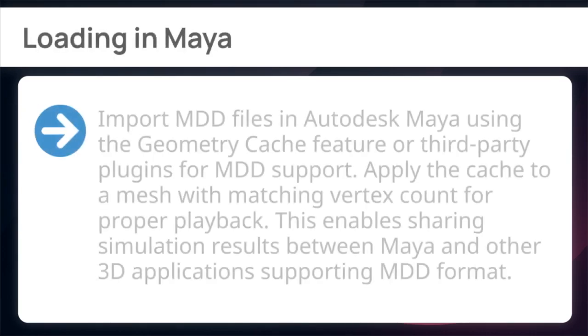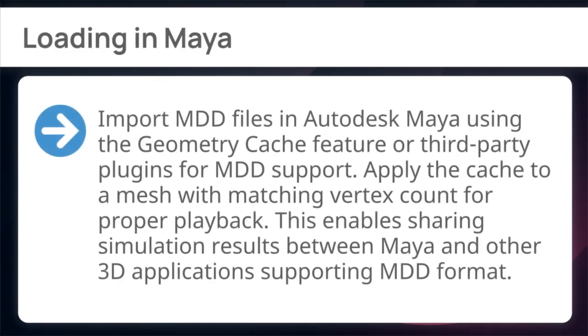Next, loading in Maya. Import MDD files in Autodesk Maya using the Geometry Cache feature, or third-party plugins for MDD support. Apply the cache to a mesh with matching vertex count for proper playback. This enables sharing simulation results between Maya and other 3D applications supporting the MDD format.